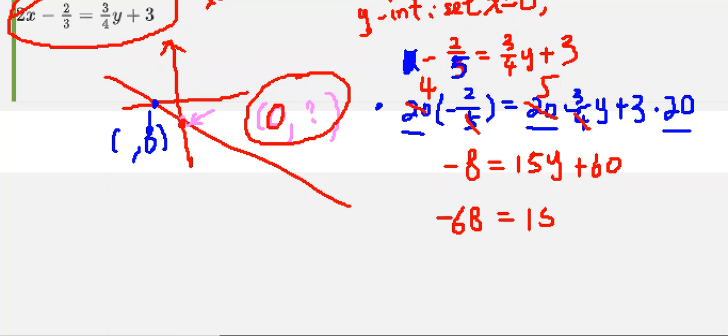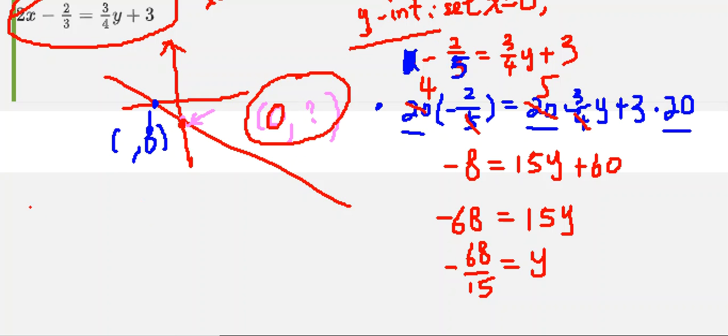Negative 68 equals 15y. And then you're going to divide both sides by 15, right? So y equals negative 68 over 15. And then you can use your algebra calculator to simplify this and get the answer. So this is how you find the y-intercept.